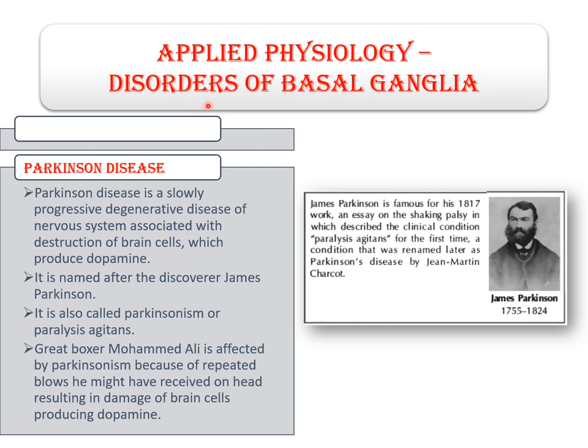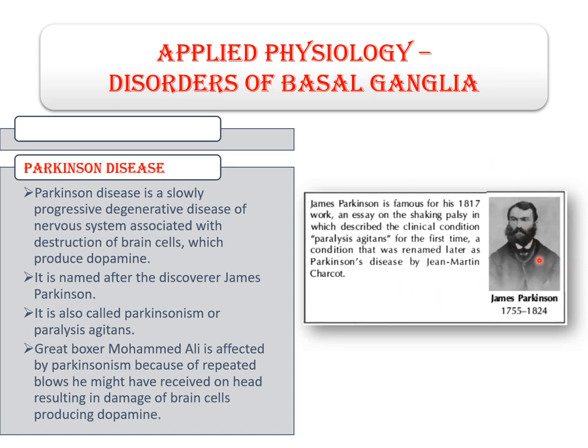Now, applied physiology: disorders of basal ganglia. First of all, we will discuss Parkinson's disease. Parkinson's disease is a slowly progressive degenerative disease of the nervous system associated with destruction of brain cells which produce dopamine. It is named after the discoverer James Parkinson, and this disease is also known as paralysis agitans. The great boxer Muhammad Ali was affected by Parkinsonism, probably because of repeated blows to the head resulting in damage of the brain cells producing dopamine.